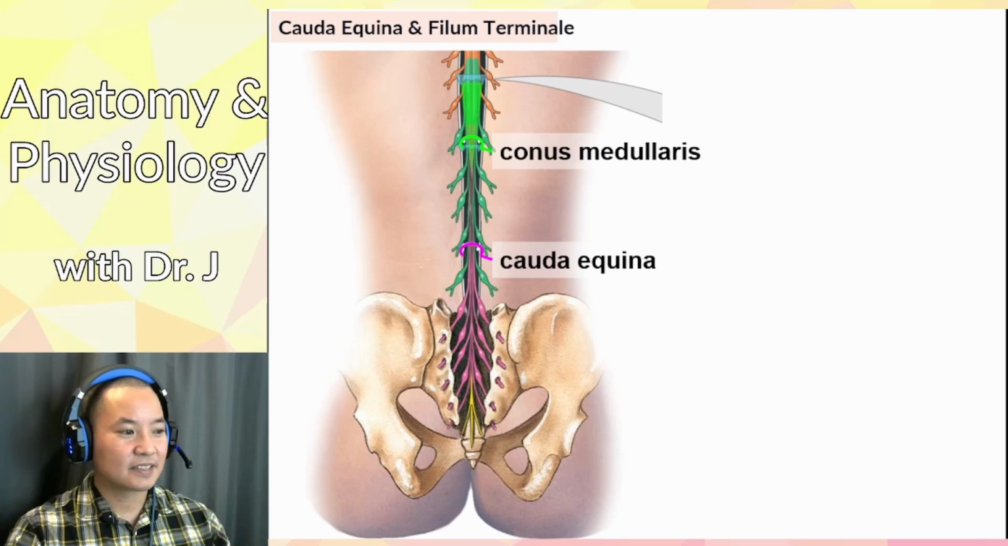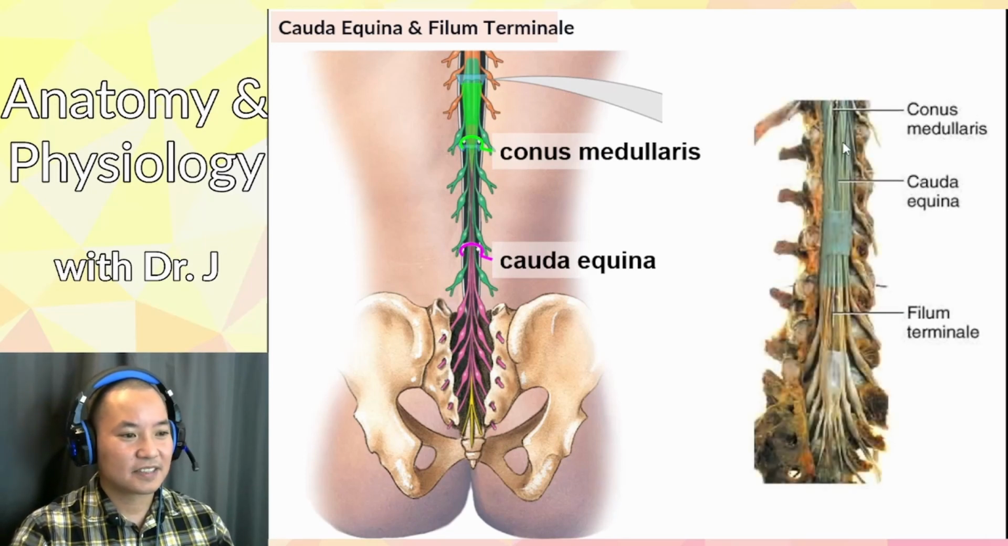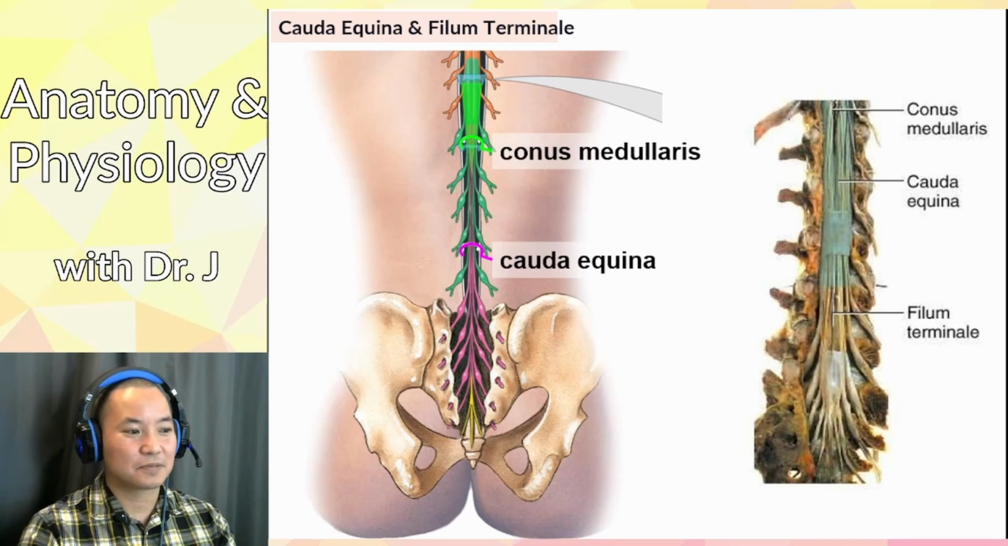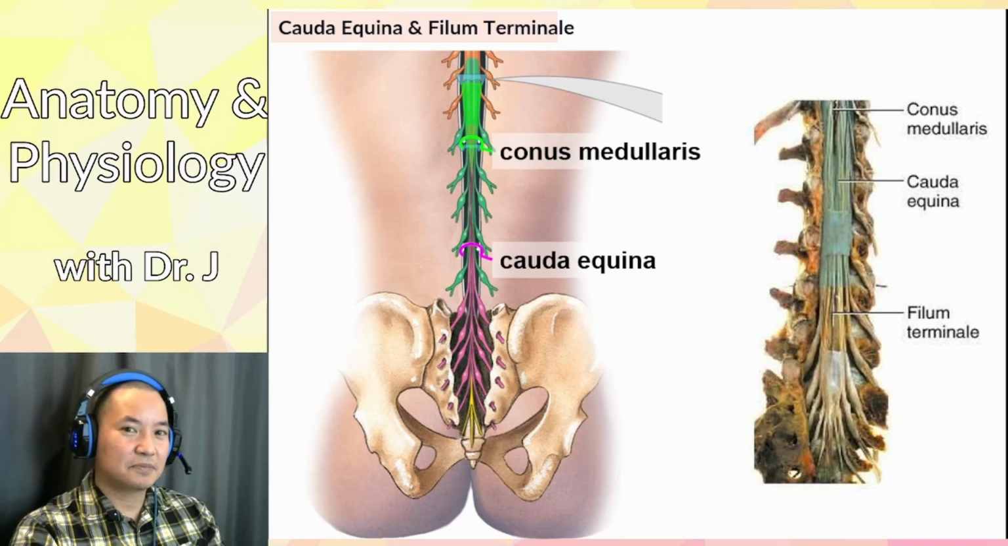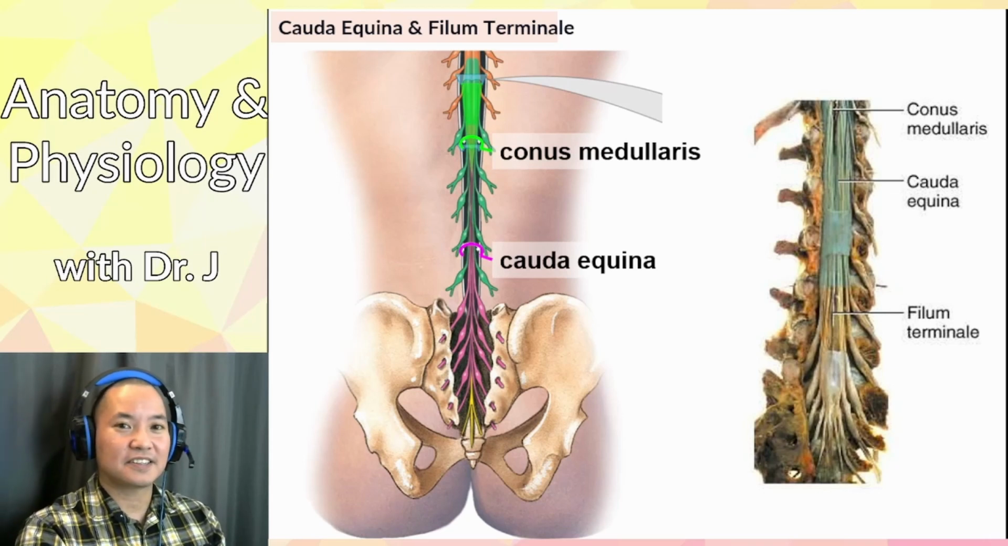So this isn't the main part of the spinal cord quite yet. It kind of looks like this, and if you know your Latin roots, this comes in really handy. So cauda means tail, and equina has the same root word as equestrian.